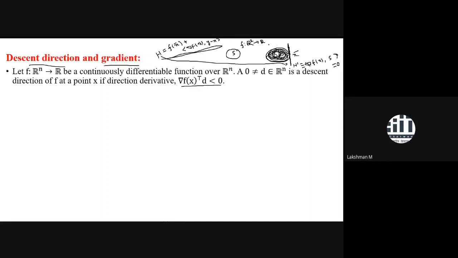And here the descent directions would be all d where the dot product of the gradient with d is less than 0, on one half of this hyperplane. If you take any d from here and take its dot product with the gradient, then it would definitely be less than 0. So these come from the negative half space, the negative half.